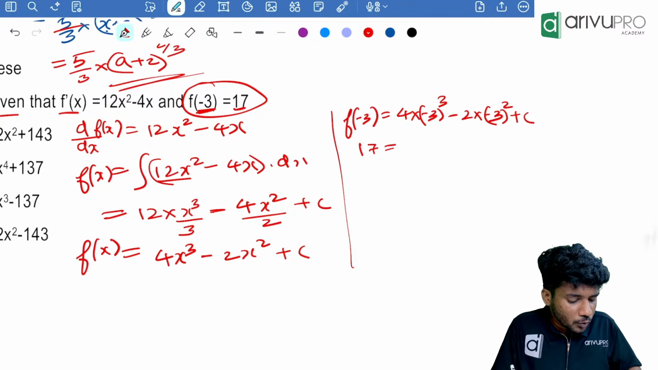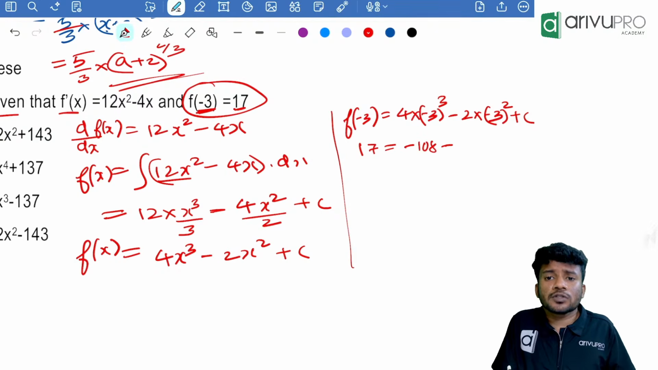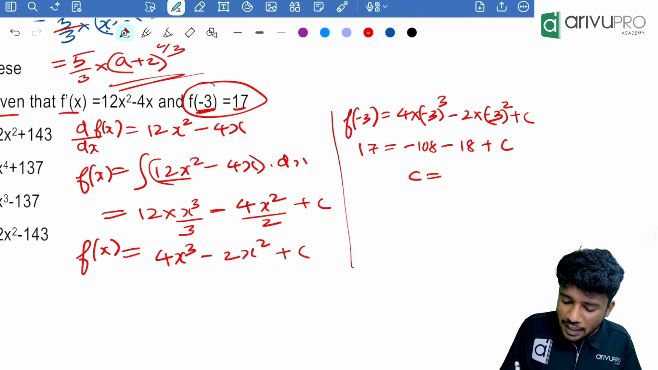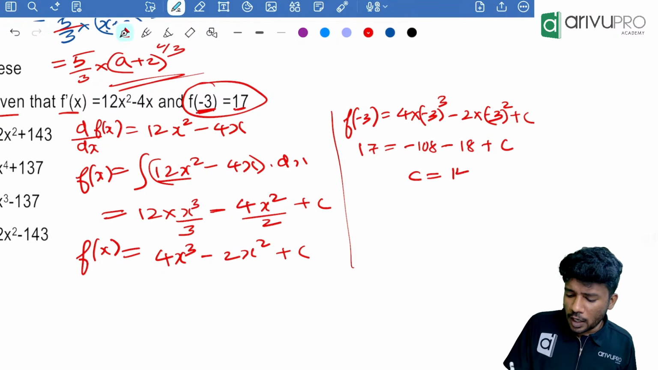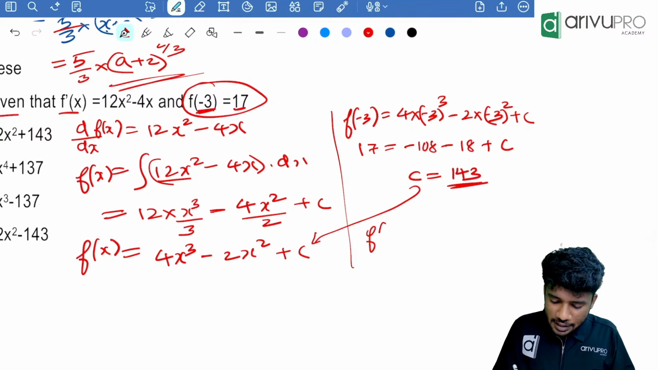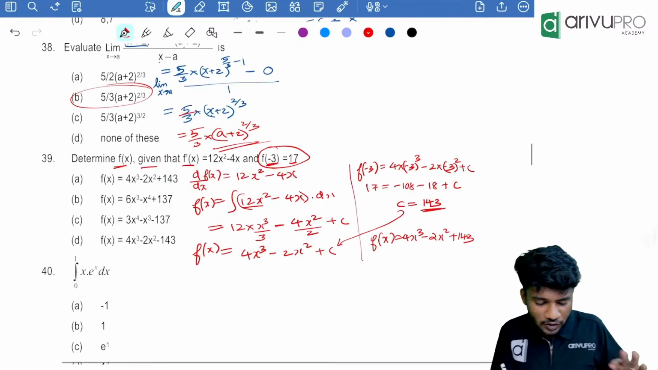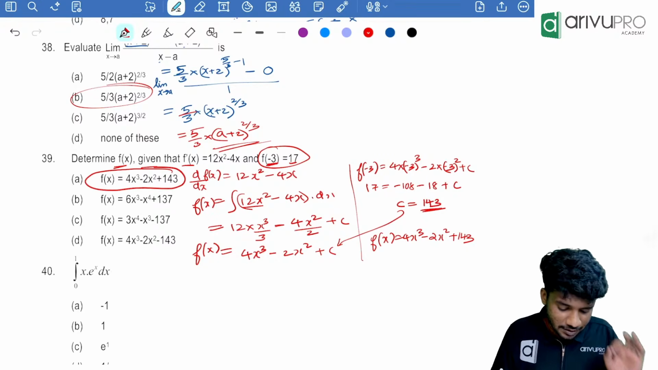17, which is equal to 27 into 4, then put a minus, that is minus 108. Then minus 2 into 9 is minus 18 plus c. Now find me the value of c. Take this minus to the other side, it will become plus. So c is how much? 143 is the value of c. Substitute over here, you will get f of x is equal to 4x cube minus 2x square plus 143. Which option is giving you the answer, people? Option A is giving you the answer, right? Yes, option A is giving me the answer.